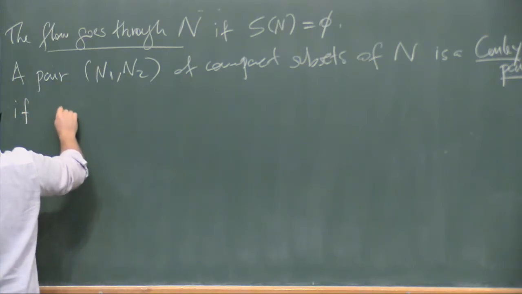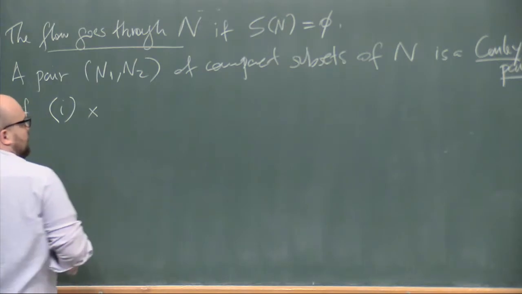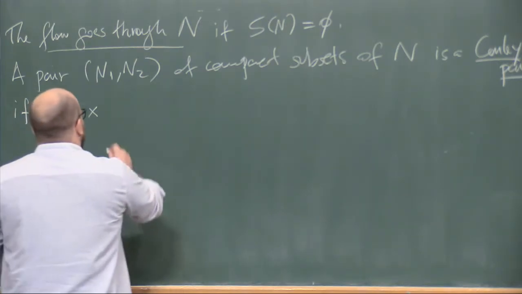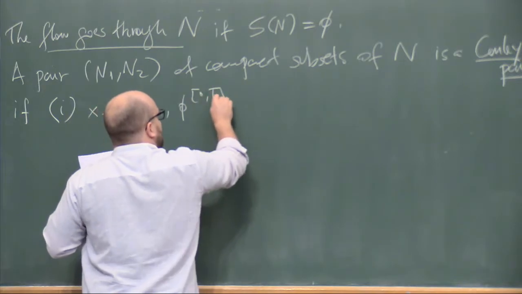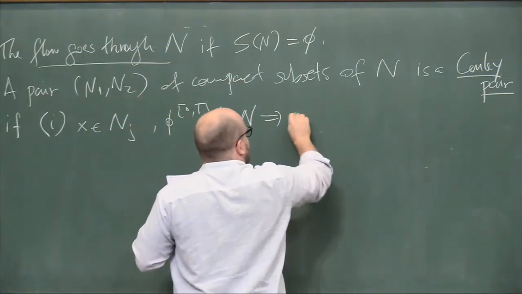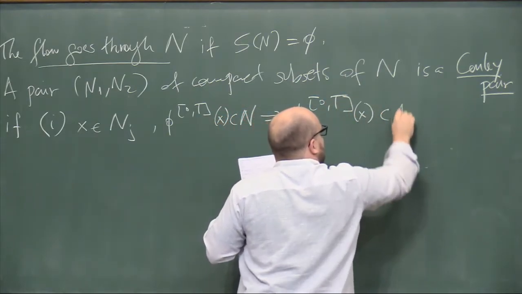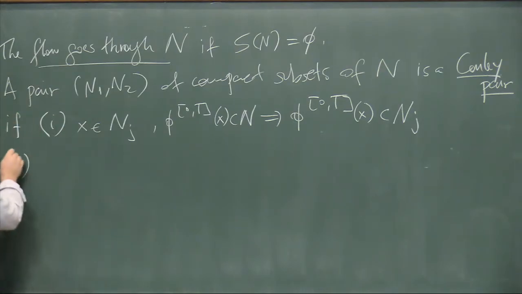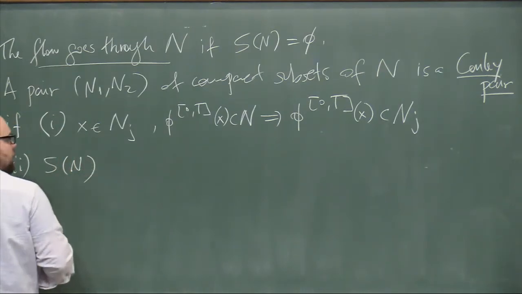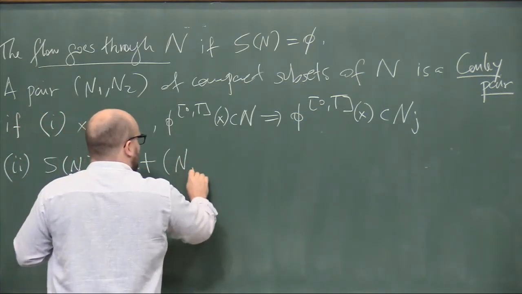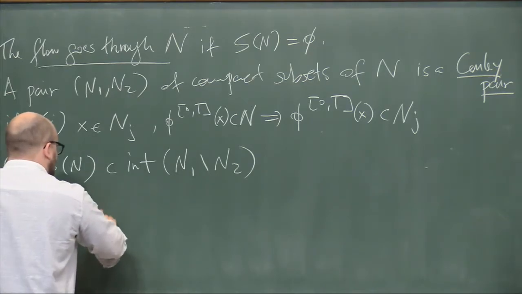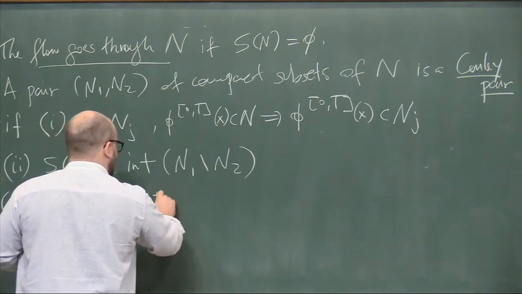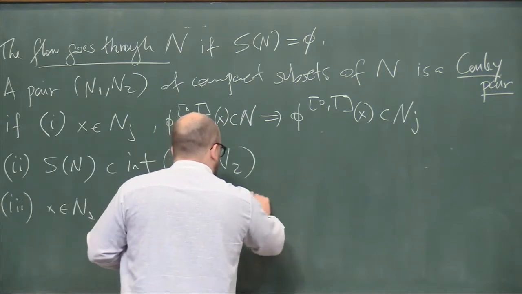if the following holds. One, these compact subsets are positively invariant with respect to N. So if I have a point x in Nj, and some piece of the future of x is contained in N, then that piece is also contained in Nj, so positive invariance. Two, the maximal invariant subset of N is contained in the interior of N1 minus N2. And three, if I have a point in N1 which is going to leave N, then it's going to leave through N2.